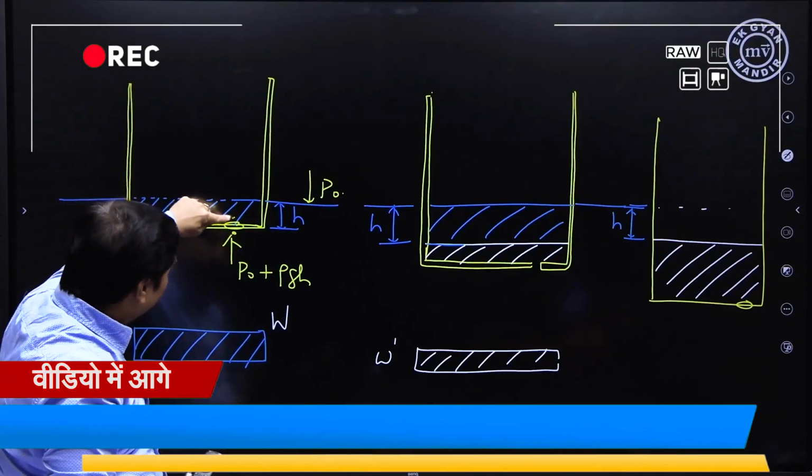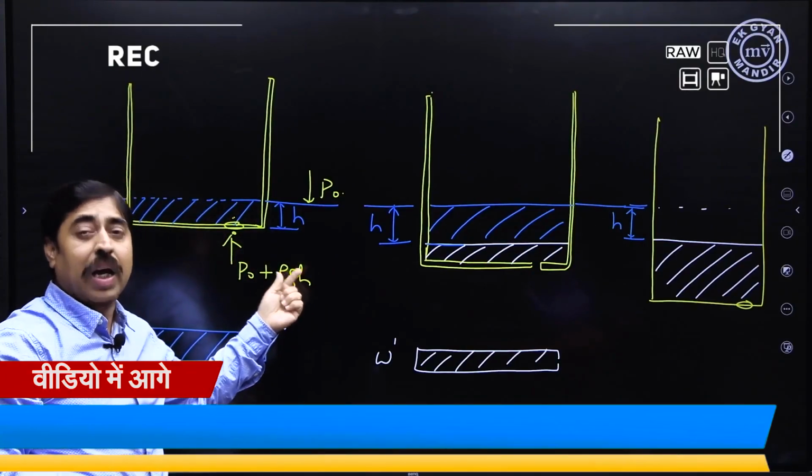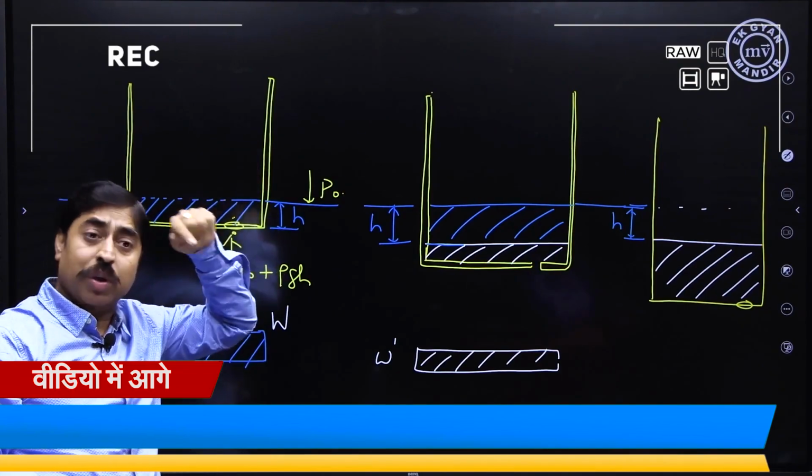So, the difference in pressure between this point and this point is rho g h, and this difference in pressure pushes the water into the boat.